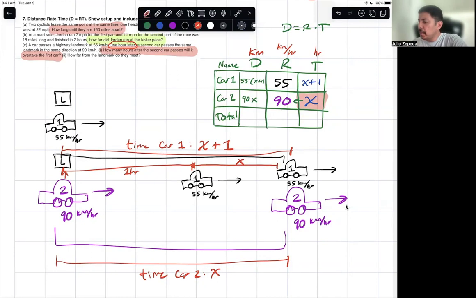And in this case, we're not going to need this total row here. I always like to write it just in case we need it, but you have to really think critically about this. Are we adding up the times that they traveled? No, we're not. I mean, we don't need to. And then are we adding the distances that they travel? No, we don't need to do that either. So where's our equation going to come from?